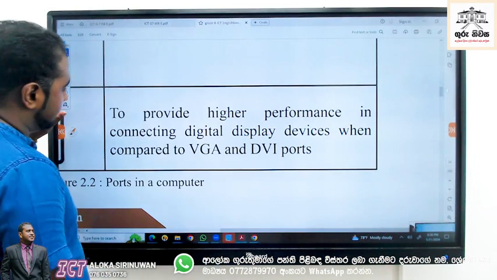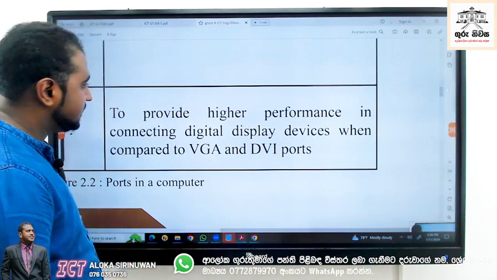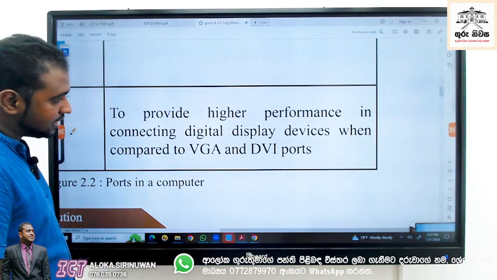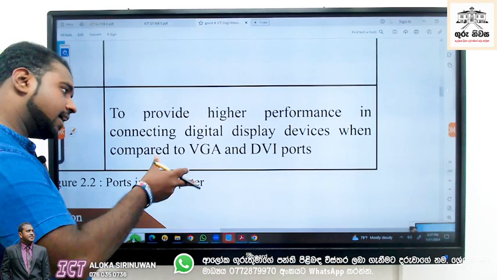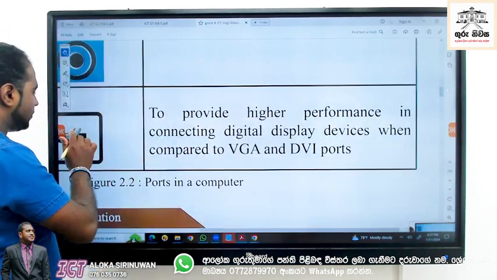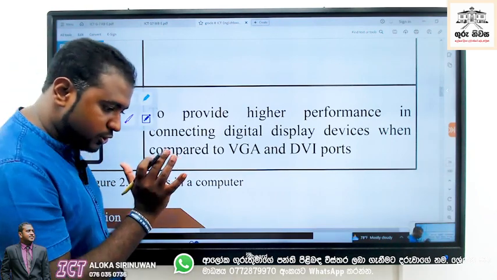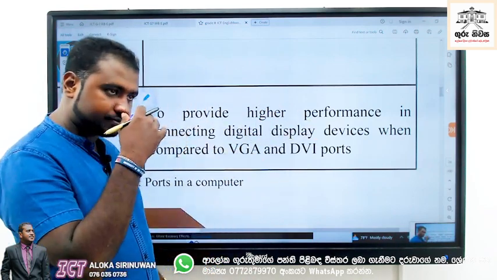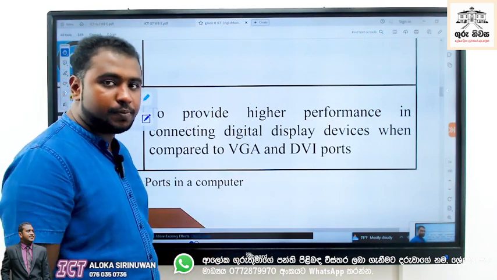Right? This display port provides higher performance in connecting digital display devices when compared to the VGA and DVI ports. Understood? So when we compare the VGA and DVI, we know, right? The display port can also be used to connect your video devices, such as your monitor, your projector, your smart TV, right? They could be connected with the display port.